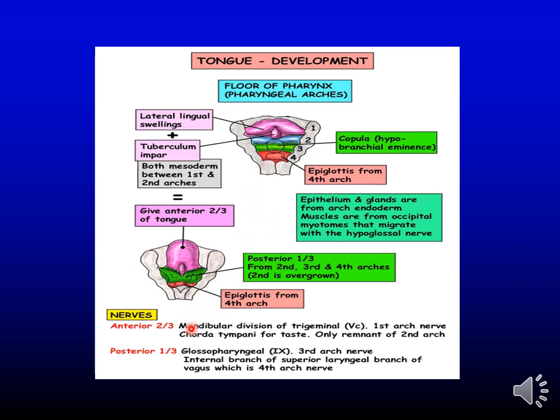The innervation, as we mentioned before: the anterior two-thirds is innervated by the lingual branch of the trigeminal nerve, except for the taste buds, which are innervated by the chorda tympani branch of the facial nerve. The glossopharyngeal nerve is responsible for the sensory innervation of the posterior third of the tongue, and all the muscles are innervated by the hypoglossal nerve.